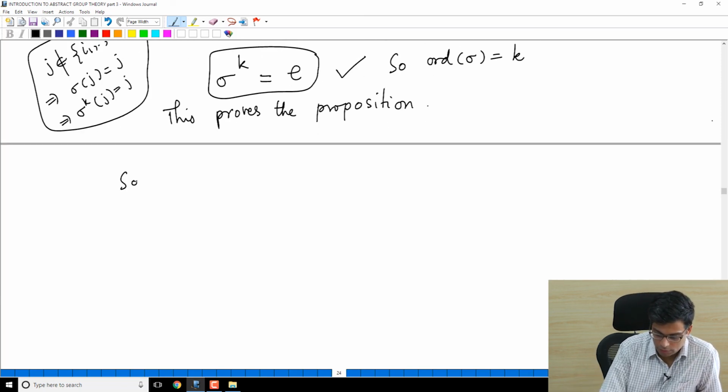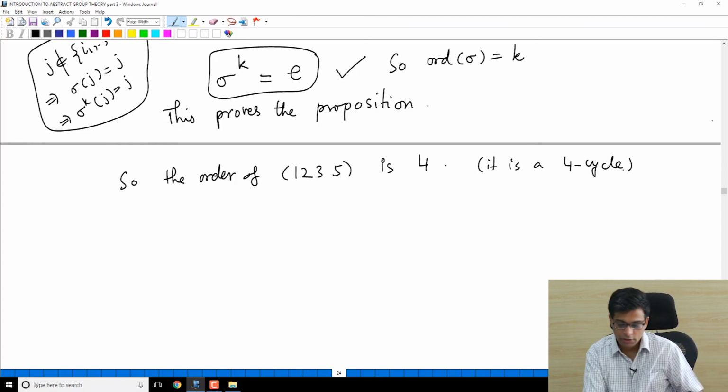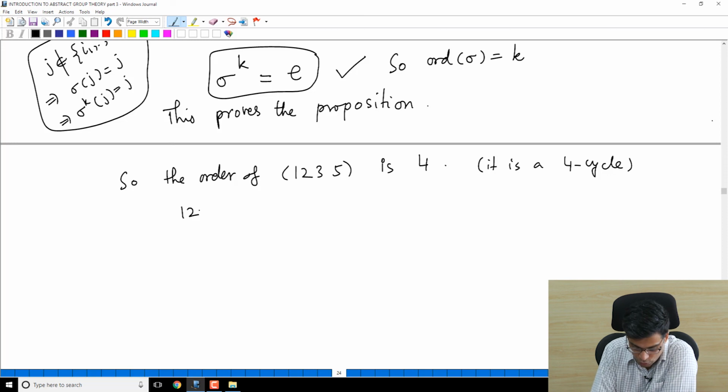So for example, the order of 1, 2, 3, 5 is 4, right? Because it's a 4 cycle. And it's a good exercise for you to check that, in fact, it is 4 by multiplying it out. So maybe I'll just do it quickly. 1, 2, 3, 5 squared is 1, 3, since 1 goes to 3. So that's 1, 3, and 2 goes to 5, 3 goes to 5. So 2, 5.